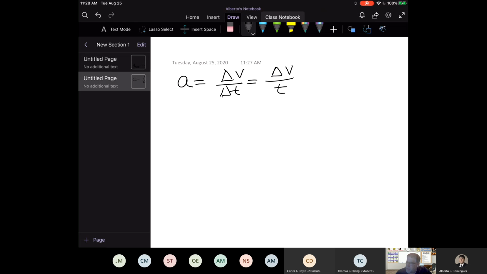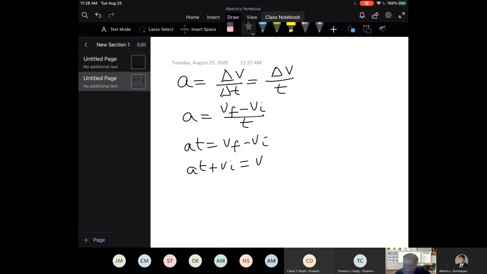And then I'm going to make the same substitution. Delta v is v final minus v initial. So v final minus v initial over t. And now I'm going to do a little bit of algebra. I'm going to multiply by t. I'm going to have AT equals VF minus VI. And then I'm going to bring VI over. So I have AT plus VI equals VF.